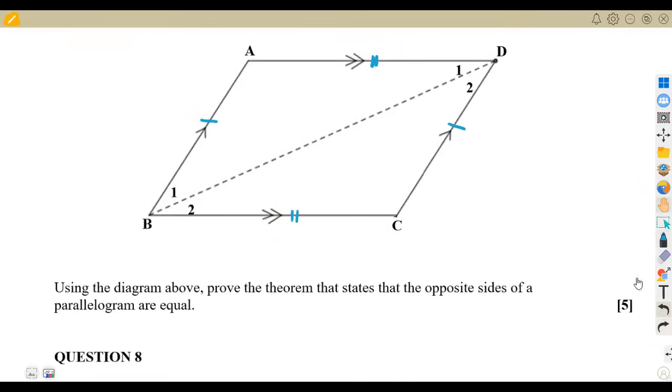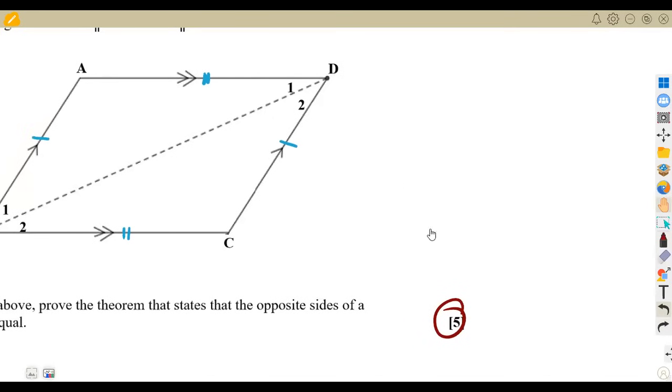All right, so the question here was: using the diagram above, prove the theorem that states that the opposite sides of a parallelogram are equal. And this is what I'm actually saying. And they say, prove that. All right, 5 marks. So how can we prove this theorem that I've been talking about?